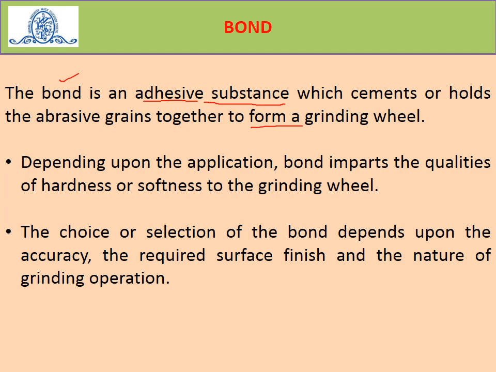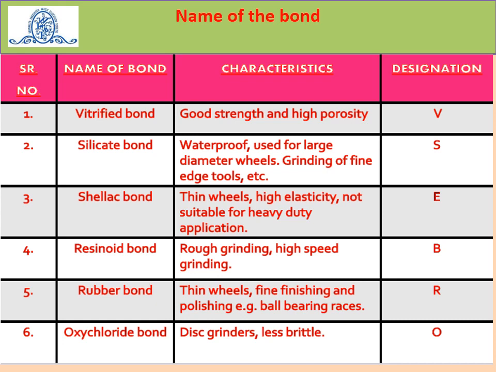Now we'll see the next. These are the different types of bond: the name of the bond, characteristics, and how we designate the bond. First is the vitrified bond, with good strength and high porosity, designated by capital V. Second is the silicate bond, which is a waterproof bond used for large diameter wheels and grinding of fine cutting tools, denoted by capital S.